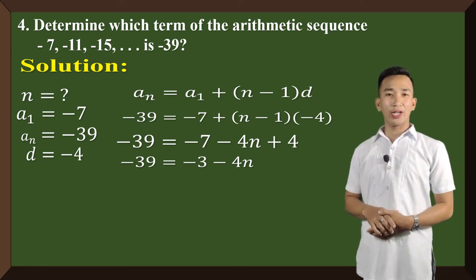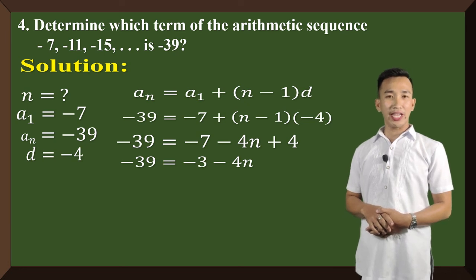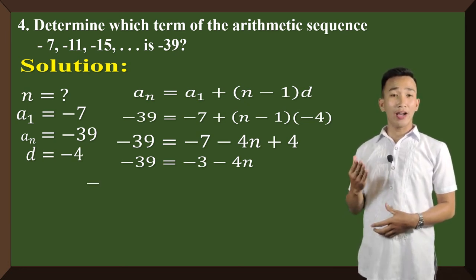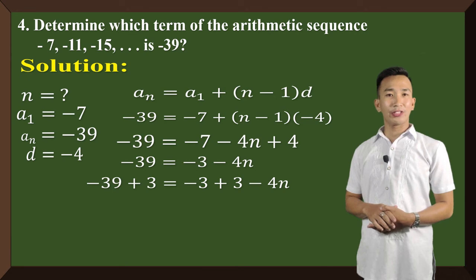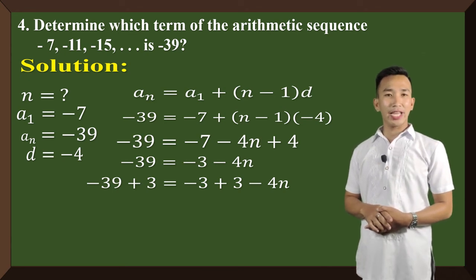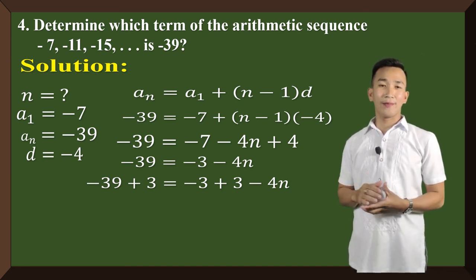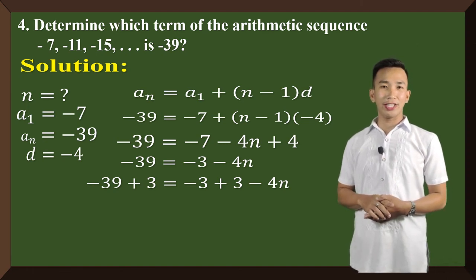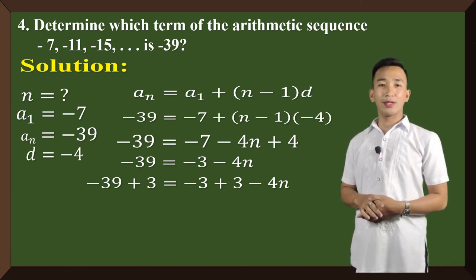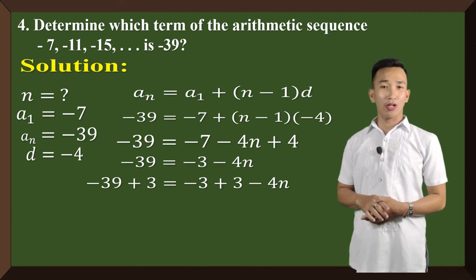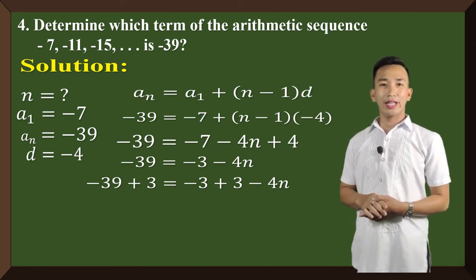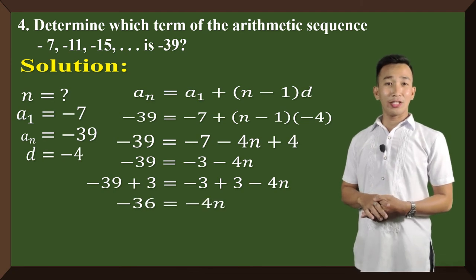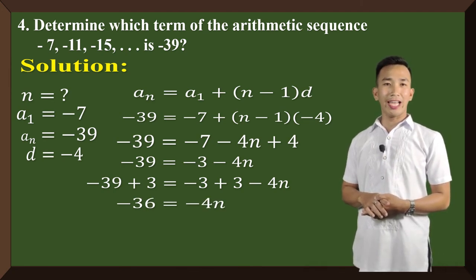Apply addition property of equality. Add both sides of the equation by 3. So, we have negative 39 plus 3 equals negative 3 plus 3 minus 4n. Simplify. Negative 39 plus 3 is equal to negative 36 equals negative 3 plus 3 is 0. And then, bring down negative 4n. Negative 36 equals negative 4n.